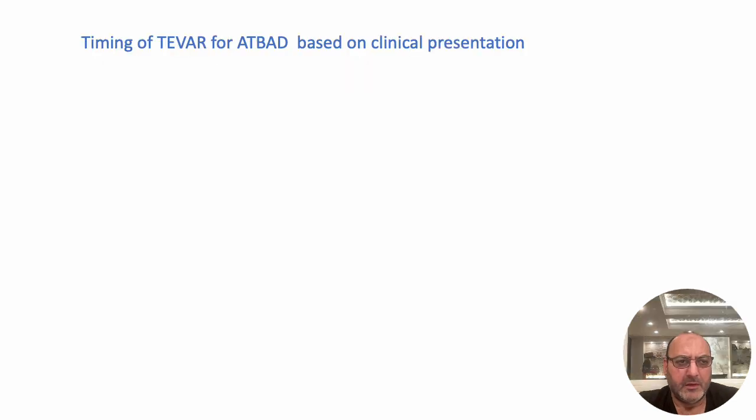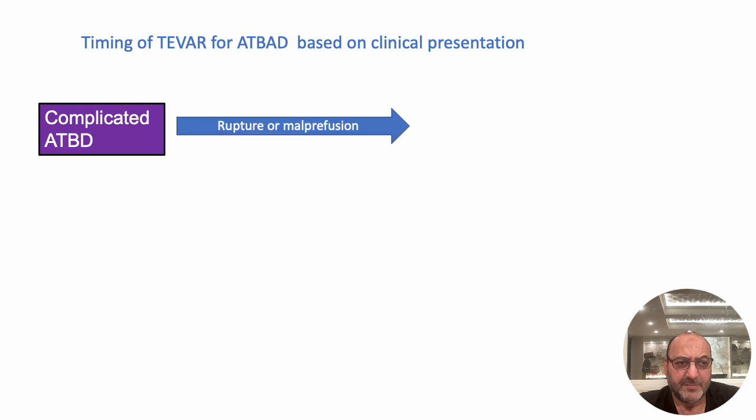medically. I wanted to talk briefly about the timing of TEVAR, and it was nicely put by Dr. Azizadeh at Cedars-Sinai. I modified it a little bit, but pretty much we do the same thing in our institution. So if you have a complicated acute type B dissection with rupture or malperfusion, this is an emergency. It has to be done right away.